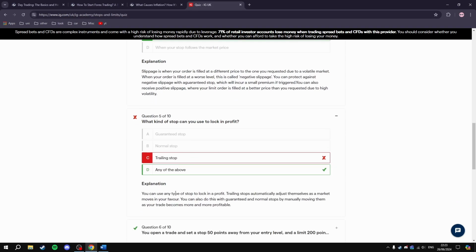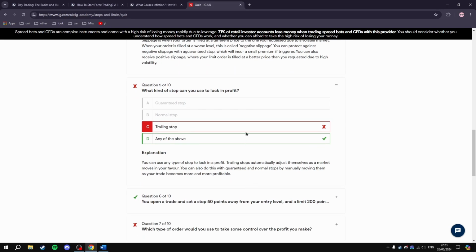Oh, so then you need the above. You can use any type of stop to lock in a profit. Trailing stops automatically adjust themselves as the market moves in your favor. You can also do this with guaranteed and normal stops by manually moving them as your trade becomes more and more profitable.